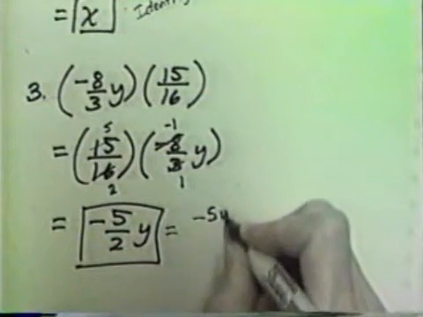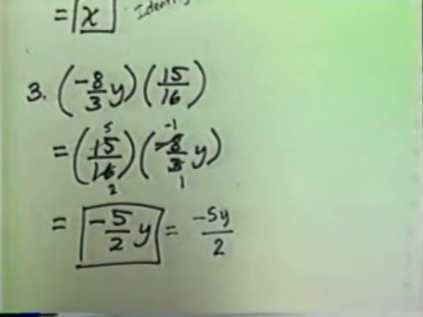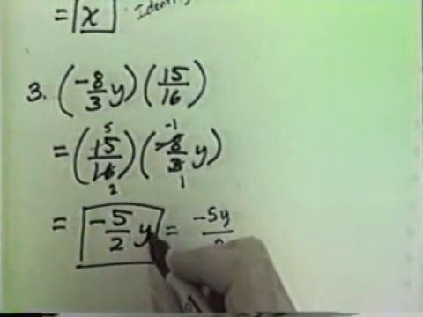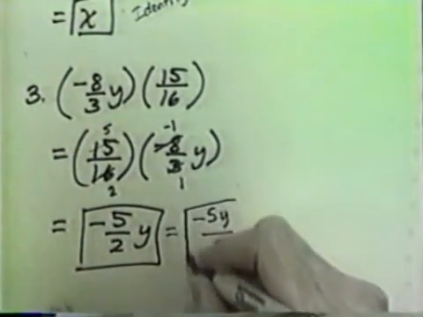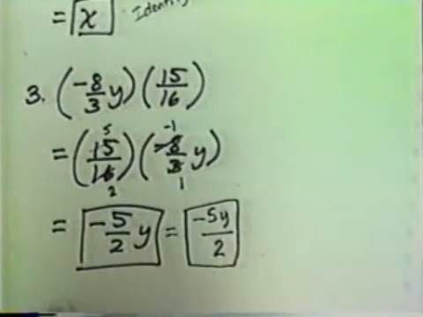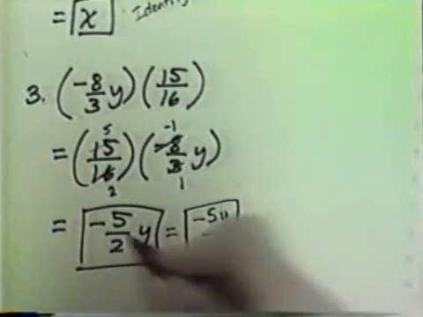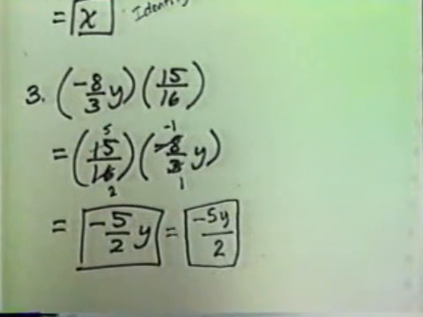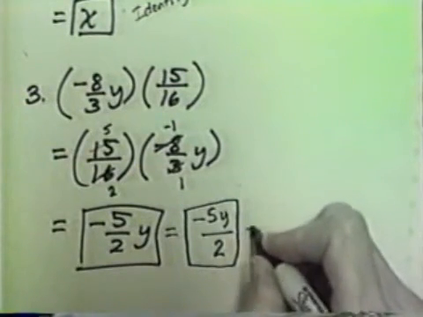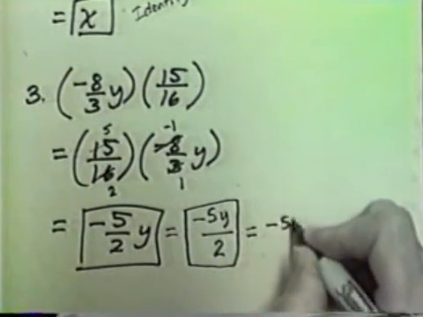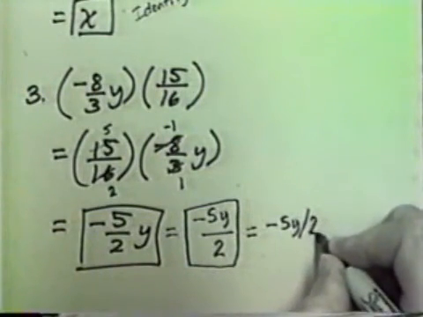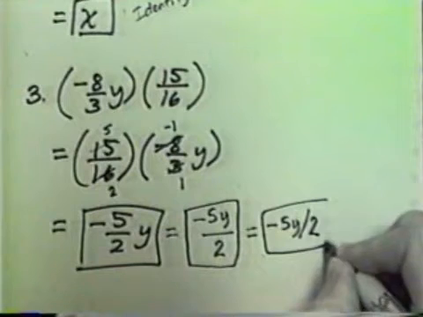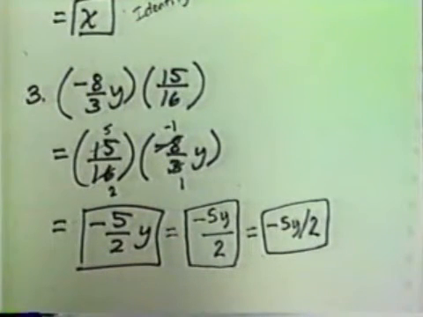Negative 5y over 2, emphasizing the fact that the y really goes with the numerator. We do allow the letter to be written in line with the fraction bar, but it really belongs with the numerator. That means that if I'd like to write the fraction not using a horizontal fraction bar, but using a slash, I could write it as negative 5y slash 2. So here's another way we can write this answer, negative 5y slash 2.